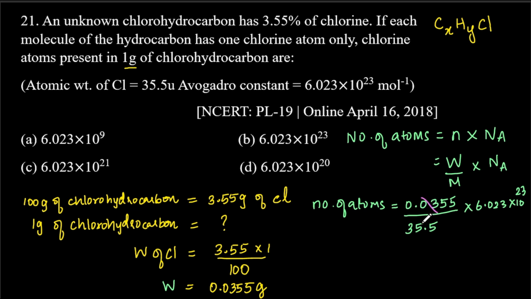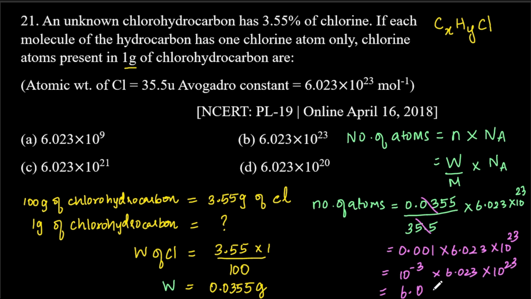If you solve this, you will get 0.001 into Avogadro number 6.023 into 10 power 23. So we can write this as 10 power minus 3 into 6.023 into 10 power 23. When you solve the power, you will get the answer as 6.023 into 10 power 20 atoms. So the number of chlorine atoms is 6.023 into 10 power 20. So the correct option is option D.